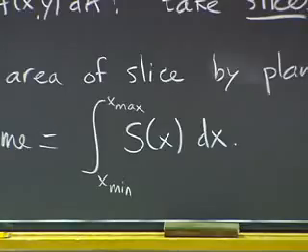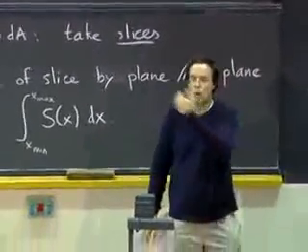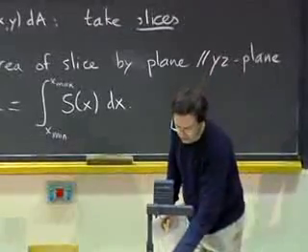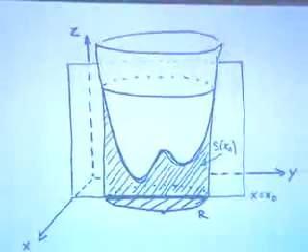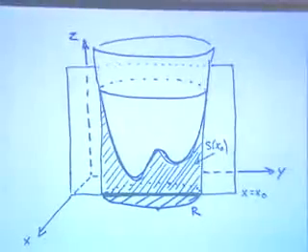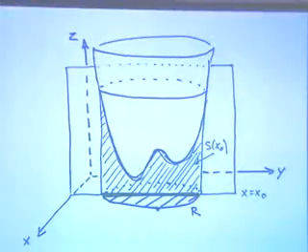And now, how do we find S of x? Well, S of x will again be an integral. But now it's an integral over the variable y, because when we look at this slice, what changes from left to right is y. So, well, let me write that down.